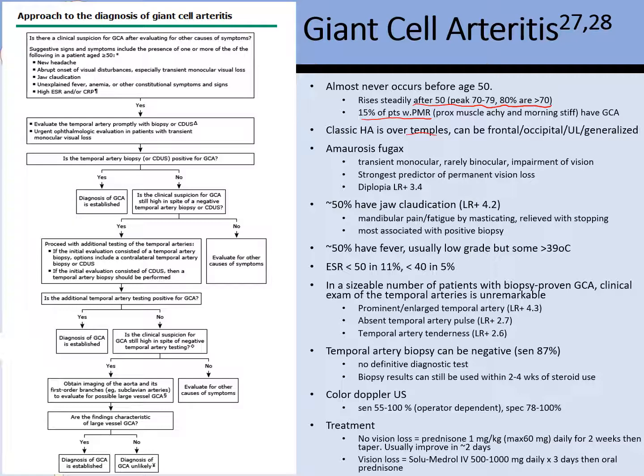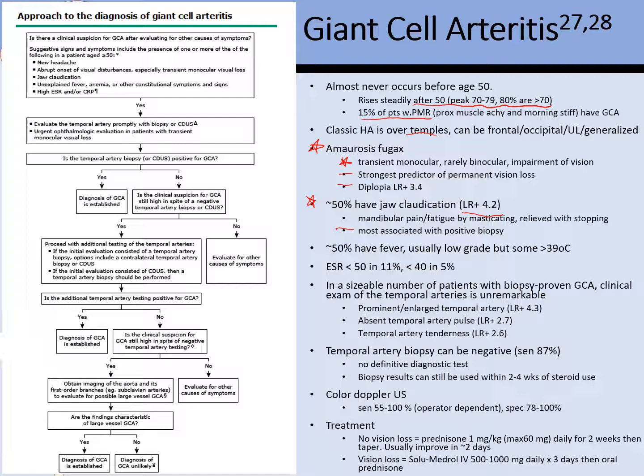A key feature is any vision change, but classically is amaurosis fugax, which is transient vision loss and typically unilateral. This only has a positive likelihood ratio of 3.4, but is the strongest predictor of permanent vision loss. A classic characteristic is jaw claudication, which 50% of these patients have, and has a positive likelihood ratio of 4.2, and is a feature that is best predictive of a positive biopsy.